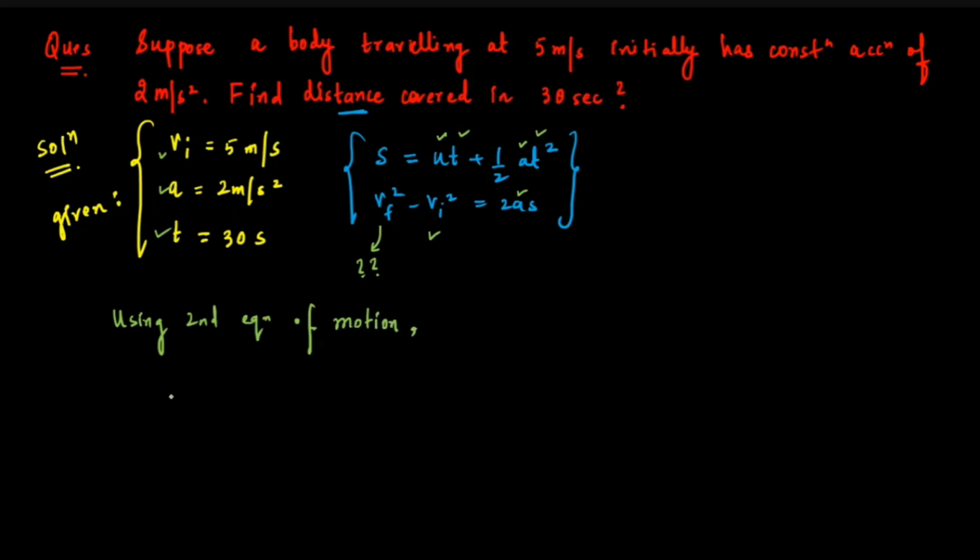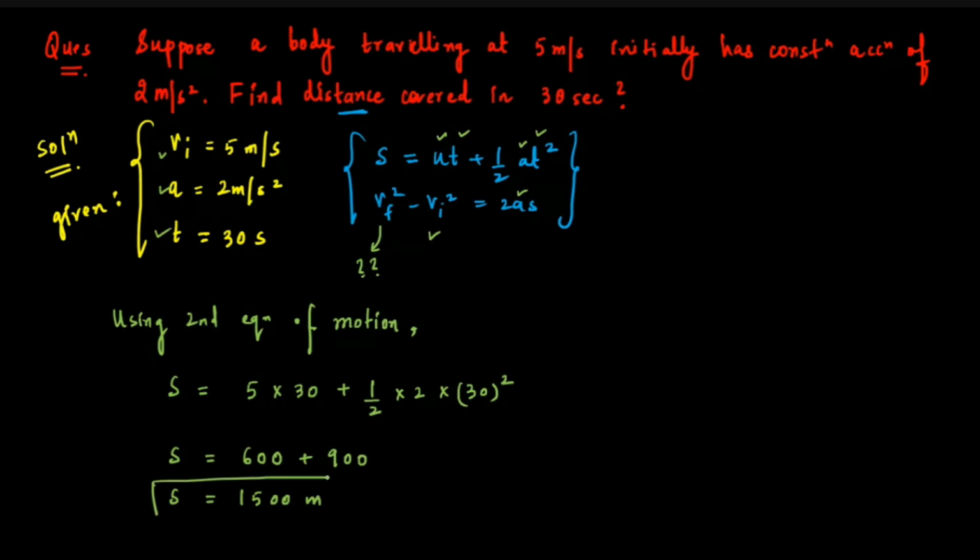displacement is going to be initial velocity, that is 5, times time, 30 seconds, plus half acceleration, that is 2, into time square, that is 30 square. The displacement is coming out to be what? 150 plus 900. So in the period of 30 seconds, the body was able to cover 1050 meters of distance. Does it make sense? Kind of.